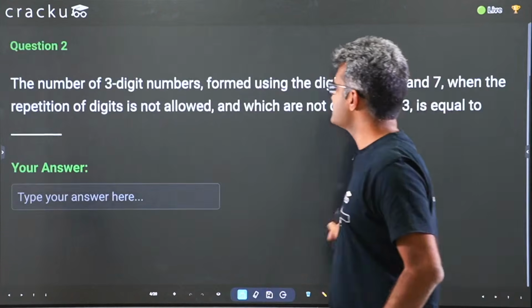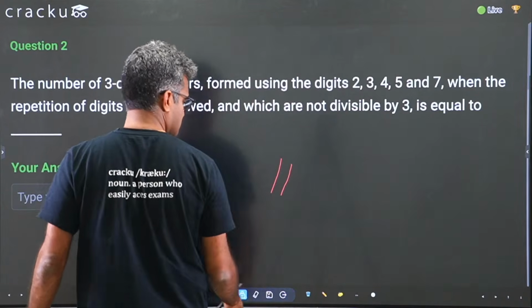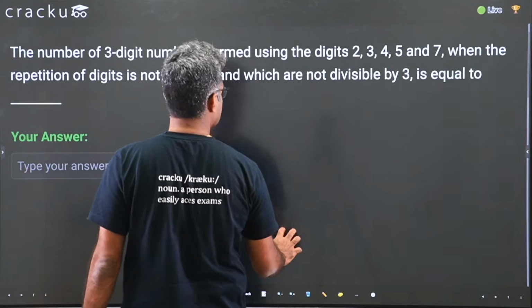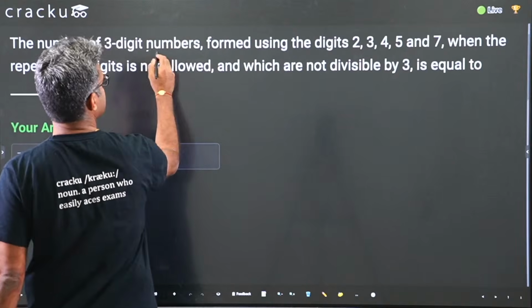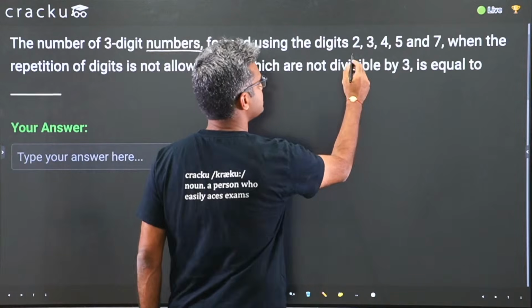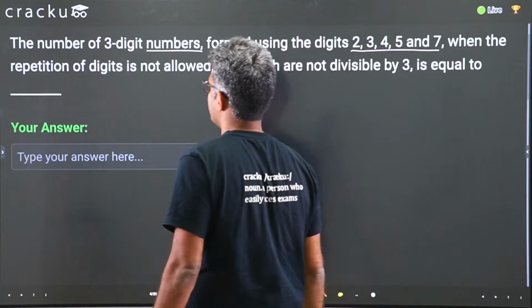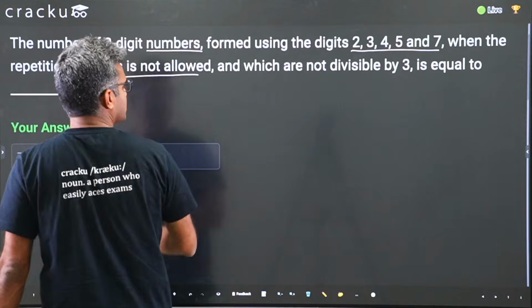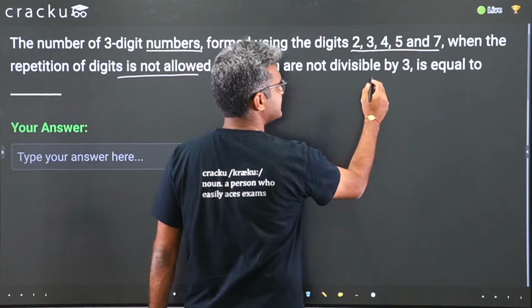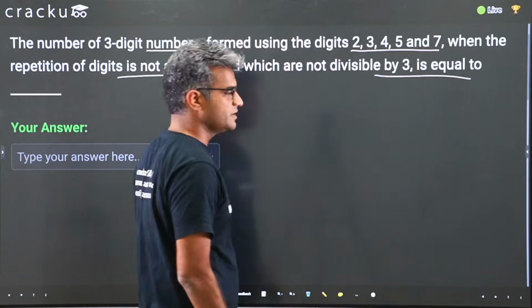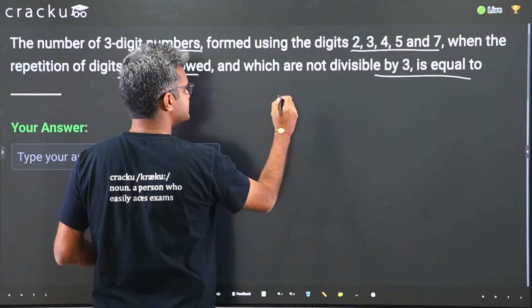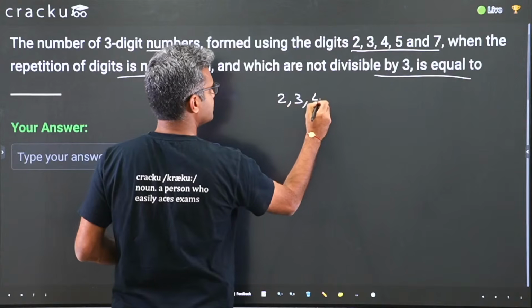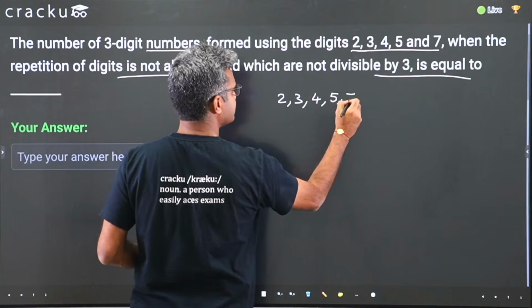The number of 3-digit numbers formed using the digits 2, 3, 4, 5, 7 when the repetition of digits is not allowed and which are not divisible by 3 is equal to. So here we are given 5 digits. The digits are 2, 3, 4, 5 and 7.